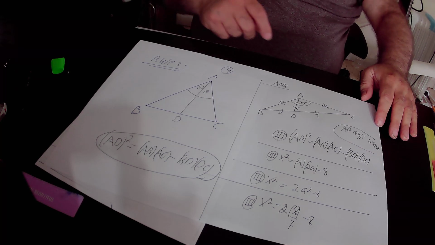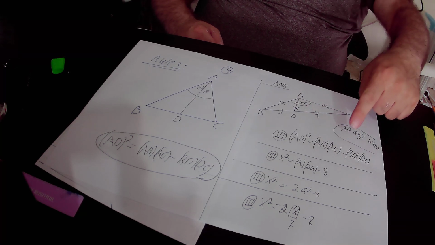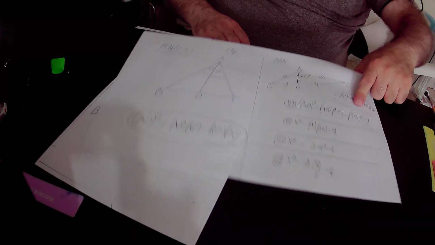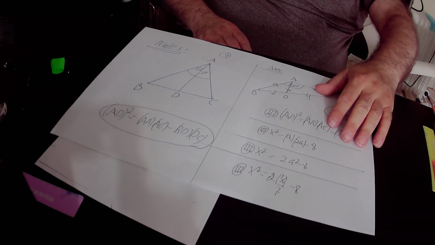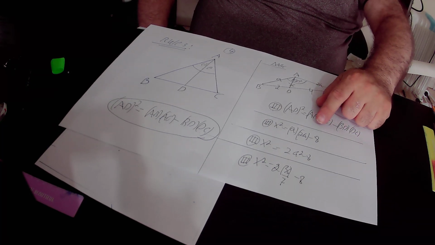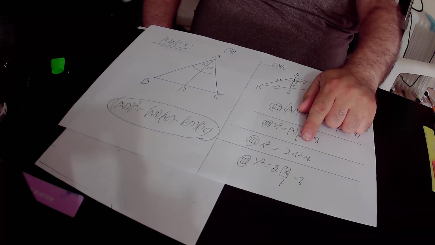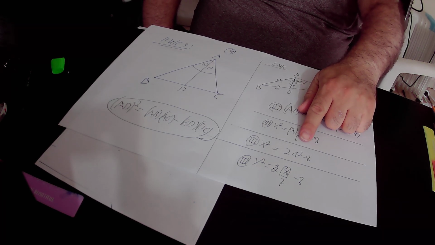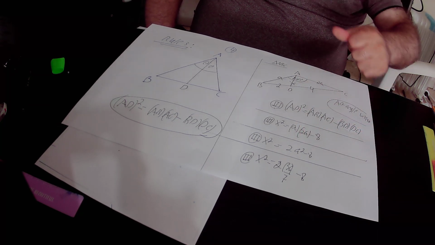So AD is X, so AD square is X square, equals AB that is A, times AC that is 2A, minus BD times DC. Here BD equals 2 and DC equals 4. So minus 2 times 4 is minus 8. So X squared equals 2A squared minus 8. And we already found out that A squared equals 36 over 7, so we substituted A squared by 36 over 7 and found out that X squared equals 2 times 36 over 7 minus 8. 2 times 36 is 72.